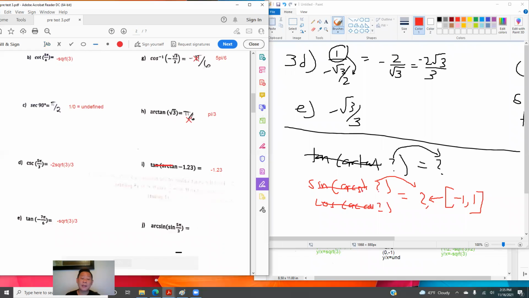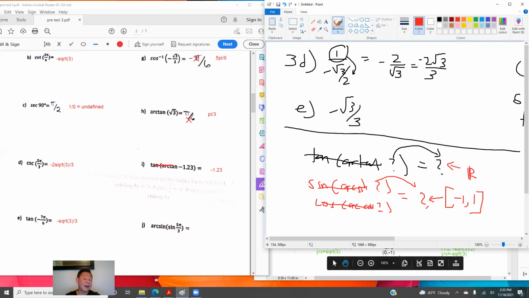Same thing here, but that's tangent though. Yes, tangent works, because the domain for tangent is all real numbers. That's why any number works. But for sine and arcsine, cosine and arccosine, your domain is from -1 to 1, so you have to watch out.